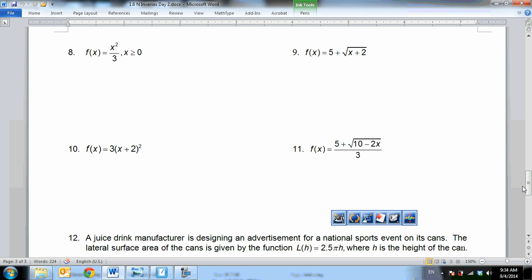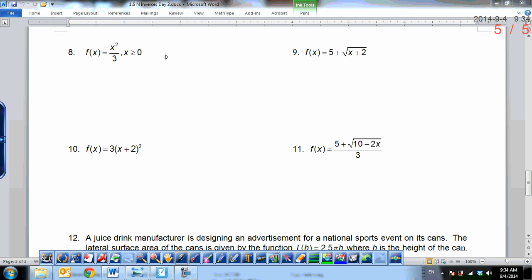It says f of x is equal to x squared over 3, where x is greater than or equal to 0. The only reason this x greater than or equal to 0 thing is here is so that when we find the inverse, we will still be not breaking any math laws. I'll show you why in just a minute. This is just a domain restriction, so don't worry about that right now. Our function is this, x squared over 3.